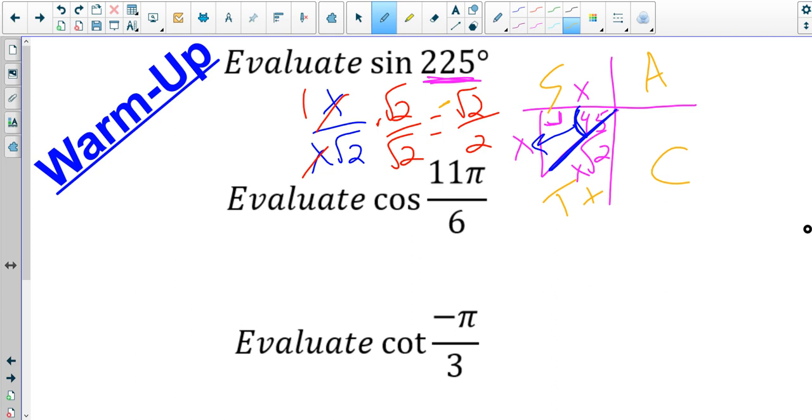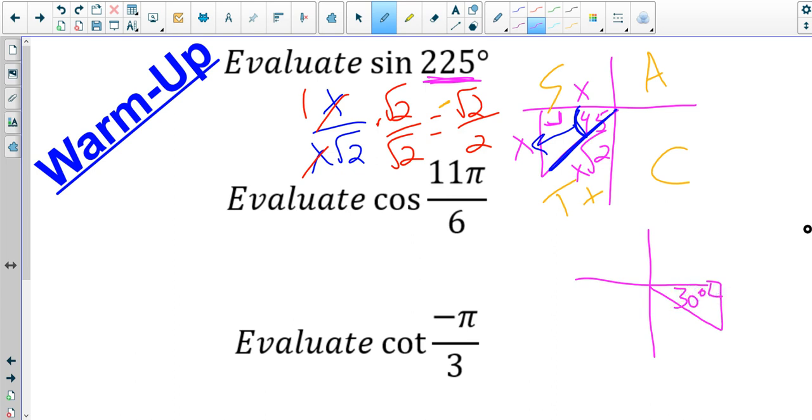On the second one, we started off the same way. So we draw a graph. 11 pi over 6. That is almost 2 pi. In fact, it's 1/6 less than 2 pi. So this would be pi over 6 radians, which is the same as 30 degrees.